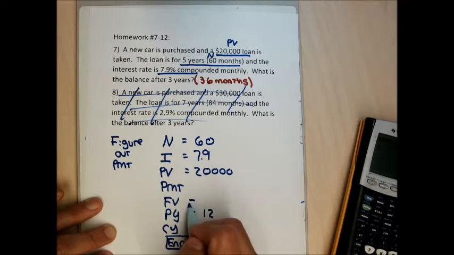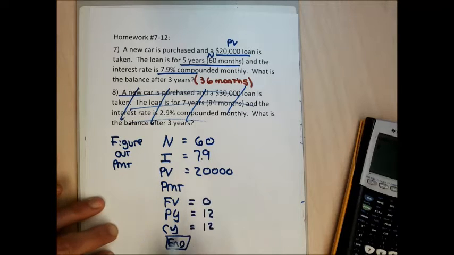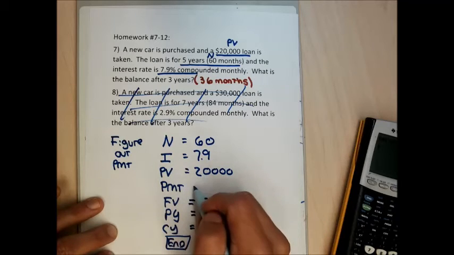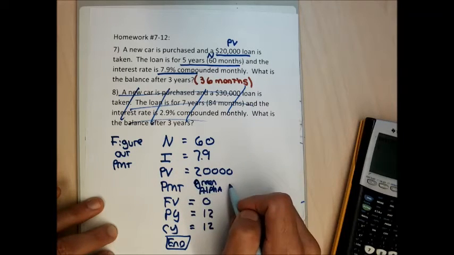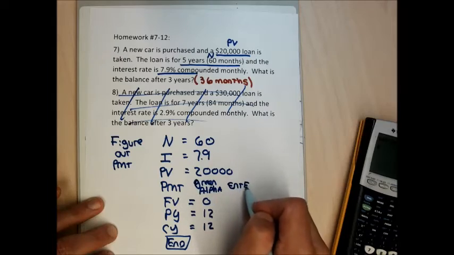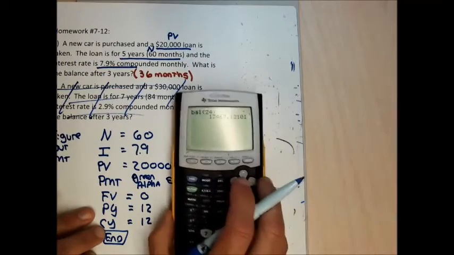And I'm assuming I'm going to owe 0 in the future. This 0, 12, 12 I'm going to have for all the car payment problems. And real quickly, I'm going to hit the green alpha, and then hit enter. So let me get this loaded up on my calculator so I have the payment there.